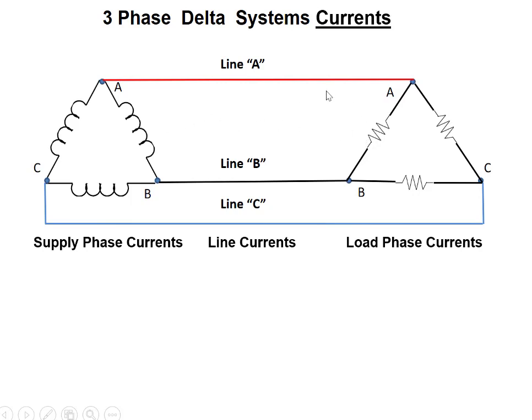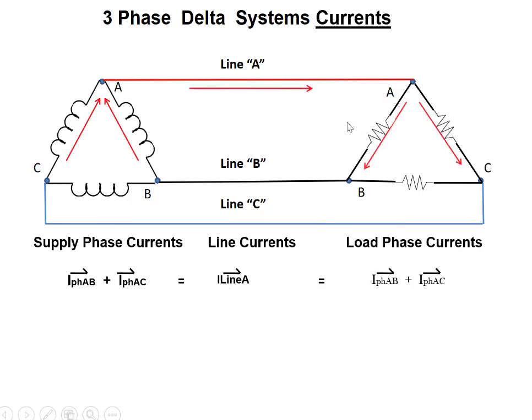And if we look at what the load draws in line A, we see that when line A comes to this point on my load, the current is then split and goes to the resistor in phase A to B and the resistor in phase A to C. So you will see that line current A will be split when it gets to the load into the A and B phase and the A and C phase.